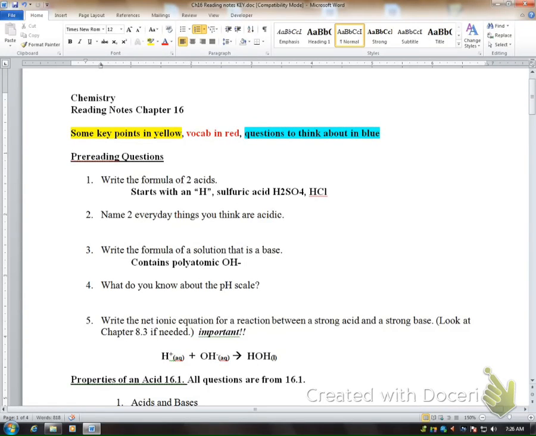Here's the key for your reading notes in chapter 16.1 and 16.2. What I want you to do with your reading notes is go through and make sure that you make any changes, corrections. It's really important that you correct your work.